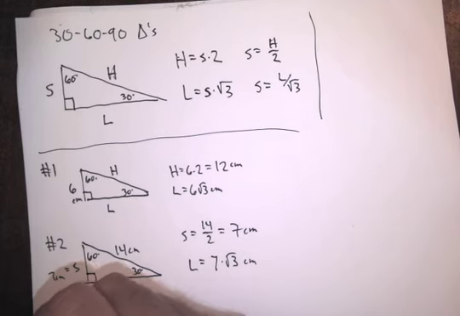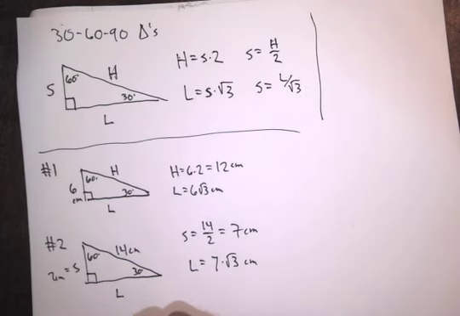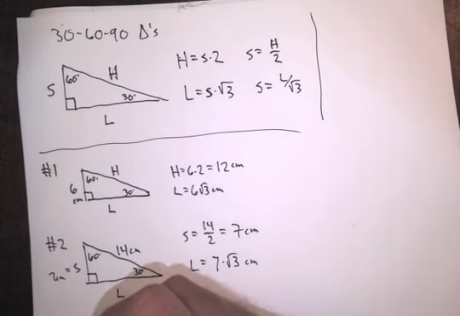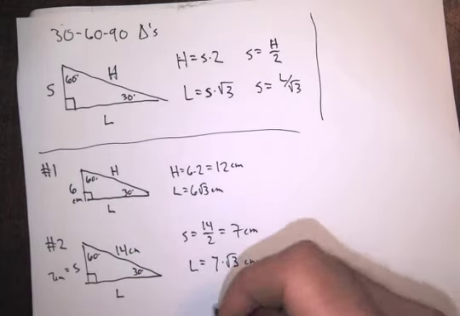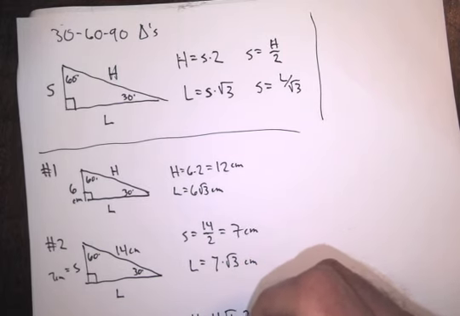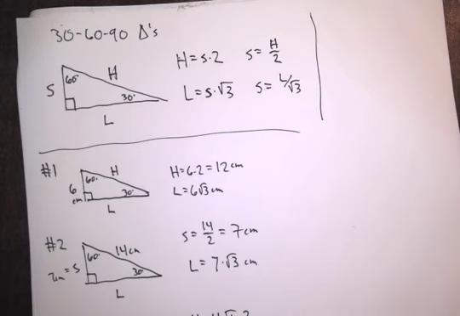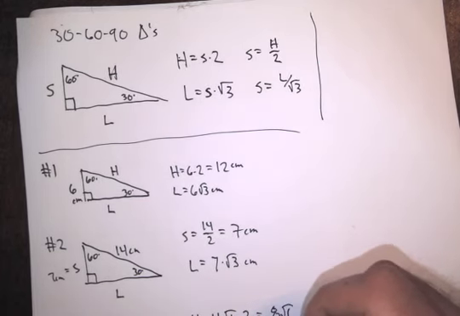Number 3 is if they give you the short leg, but it's kind of a weird number. Let's say the short leg is 4 square root of 6. Find the long leg, find the hypotenuse. Go to your equations to get H. We just take our short leg, times it by 2. When you multiply radicals, you can multiply the whole number parts together. So this is 8 square root of 6.